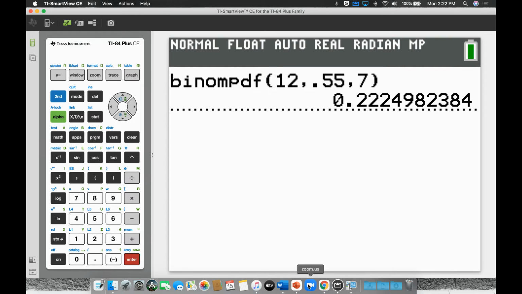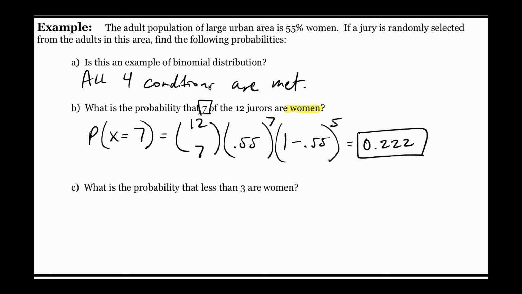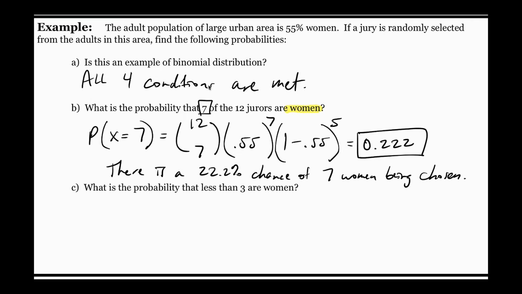All right, so let's go back to the notes. There is a 22.2% chance of 7 women being chosen.